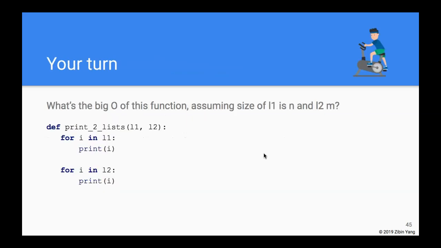So let's look at an example, and I do believe it's probably straightforward, I hope. So think about this for a moment. This function just takes two lists, L1 and L2, and it goes through L1 and prints every item out, then goes through L2 and prints every item of L2 out. Let's say the size of L1 is n and the size of L2 is m. What would be the big O of this function?